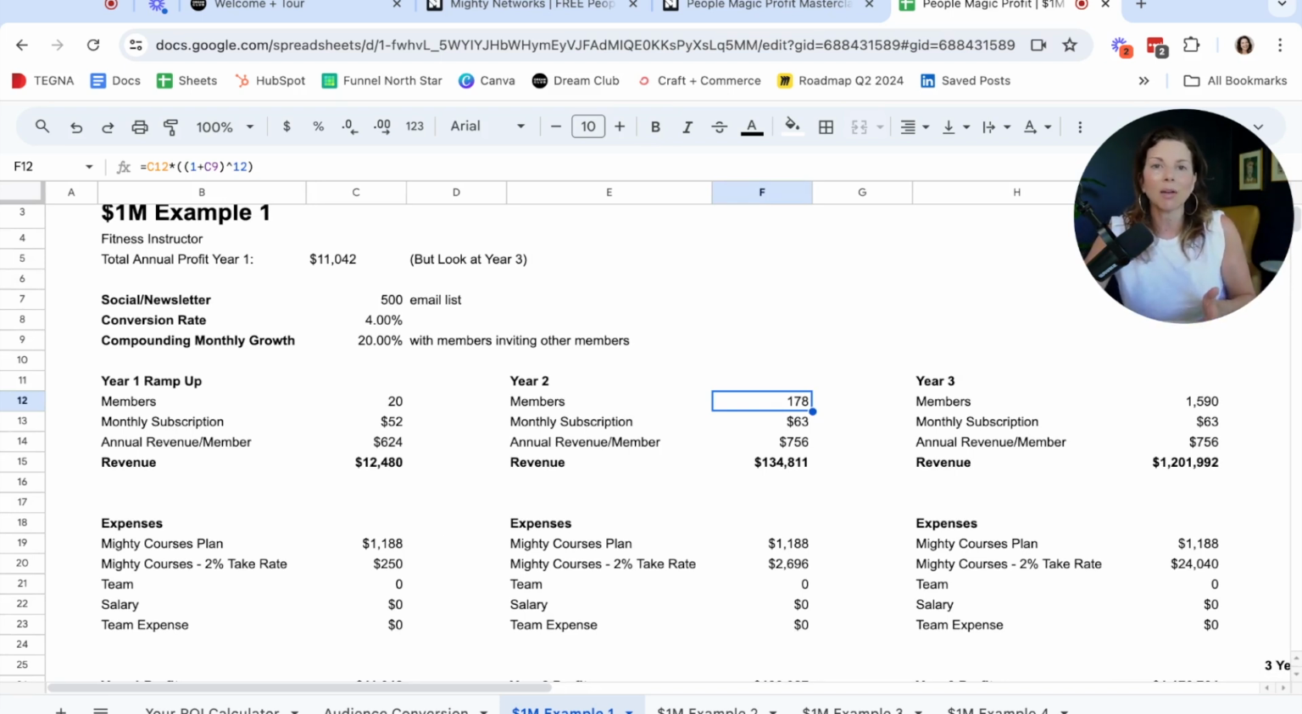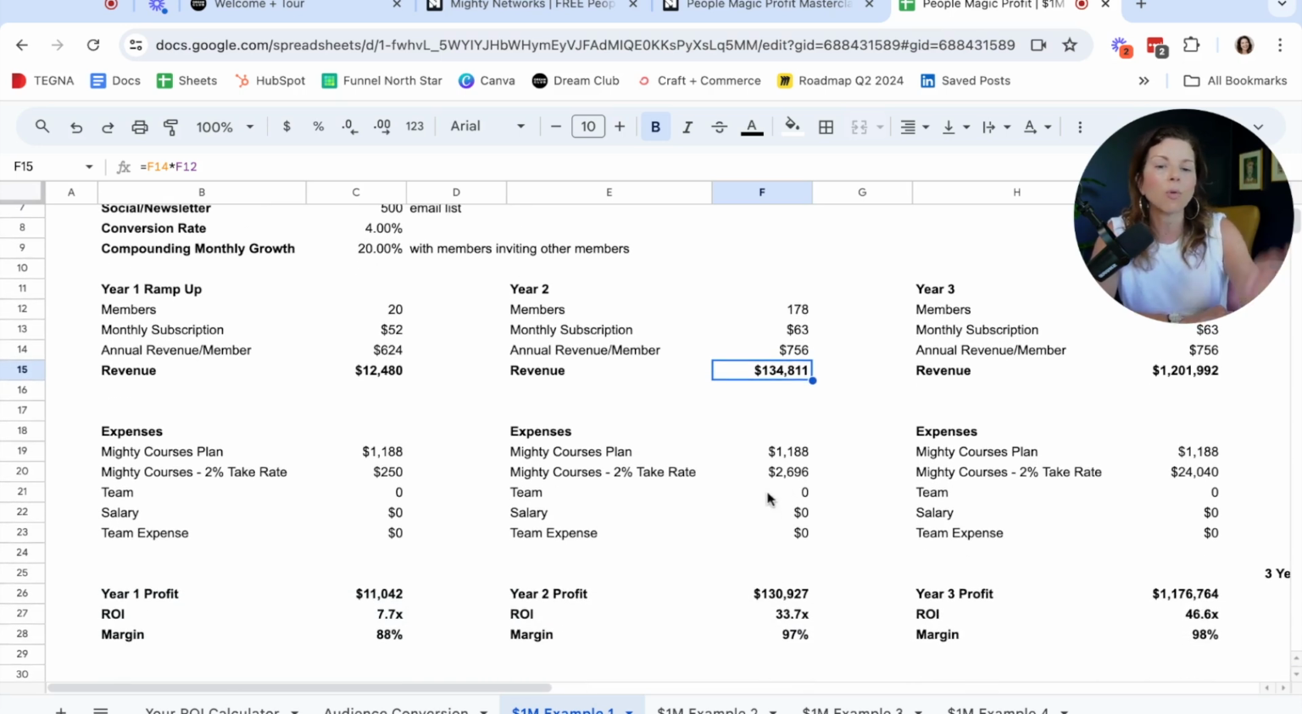Well, they compounded the growth from 20 members to 178 members, meaning that 20% of 20 is 4 people. So those 20 people invited just 4 people in month 2, and they started to compound the growth to get to 178 members. Then they raised their price to $63 for revenue of $134,000 a year. Pretty awesome. And the cost didn't change except for that take rate. That's the one cost that goes up a little bit.